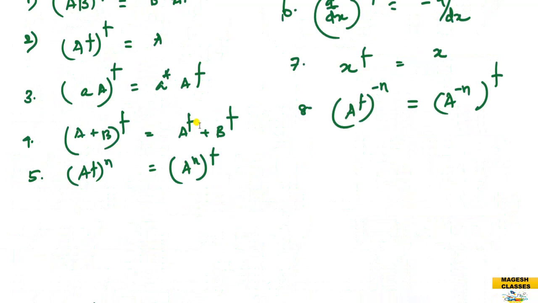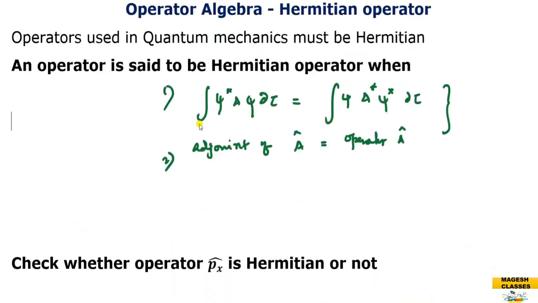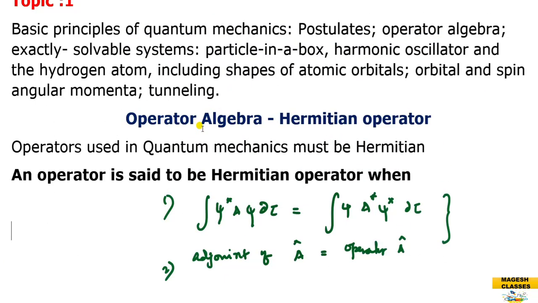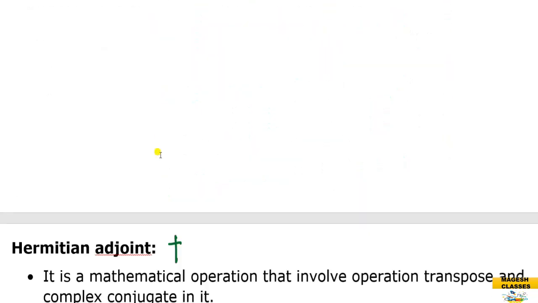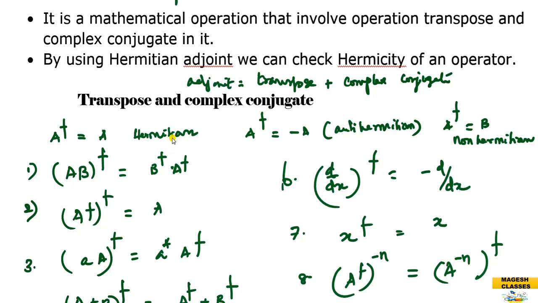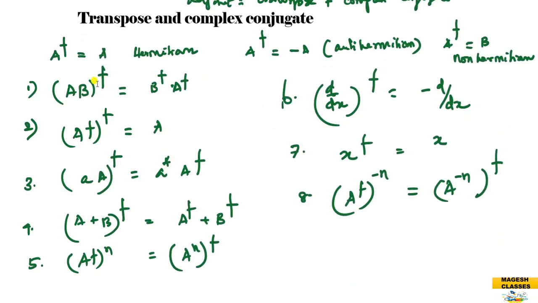Clear? So recall once again. For an operator to be Hermitian, the operator should fulfill this condition: the adjoint of operator A is equal to operator A. The rules we have to keep in mind: A dagger is equal to A, Hermitian. A dagger is equal to minus A, it is anti-Hermitian. And A dagger equal to another value B, it is called non-Hermitian.